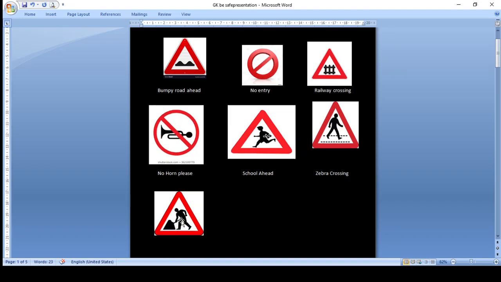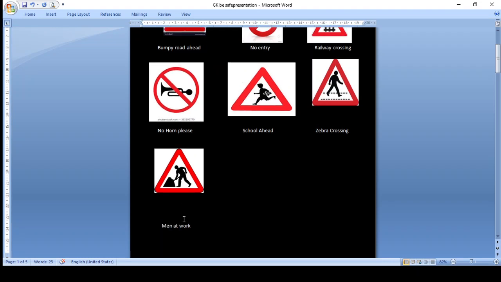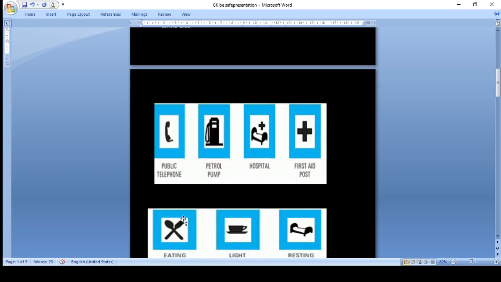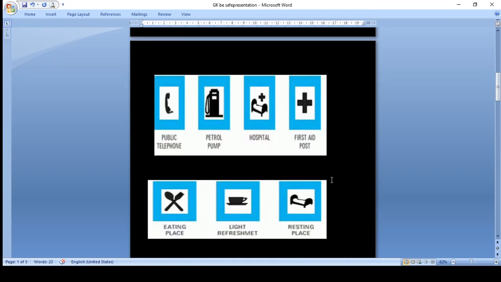When a proper road is being made, at that time they put this type of symbol that work is in progress. Okay, so these types of symbols are there for your precautions. And this also you see while you are moving on the road, when you see this, it means somewhere nearby there is a restaurant.